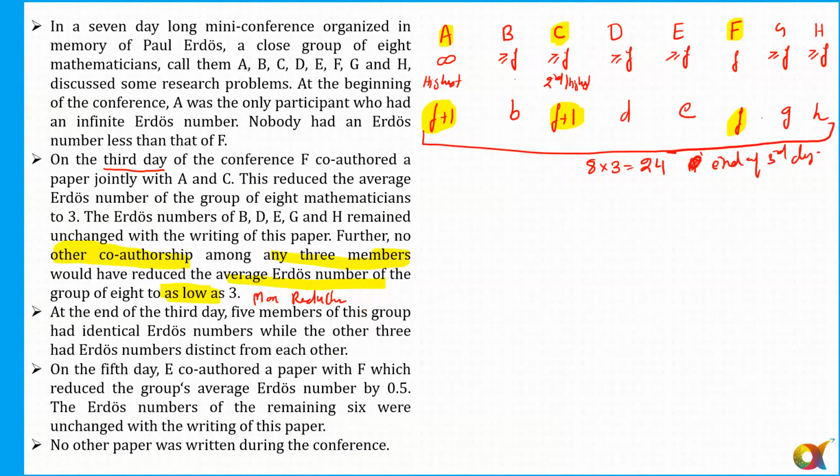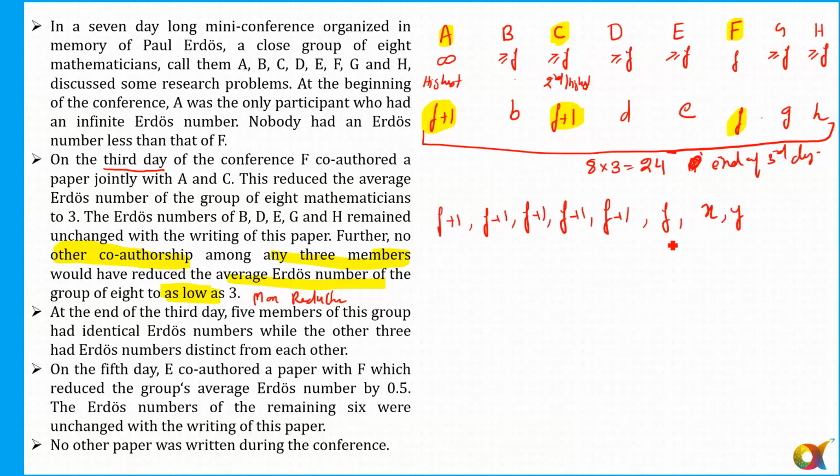5 लोगों का जो है वो same है. So if the 5 people have got the same identical IRDOS number, what can be that number? It means 5 people will get a score of F plus 1, F plus 1, F plus 1, F plus 1, and F plus 1. Because B and C have already got this one here. And one person has got F. And the other 2 people, let's say they have got a score of X and Y. Is that part clear to all of you?